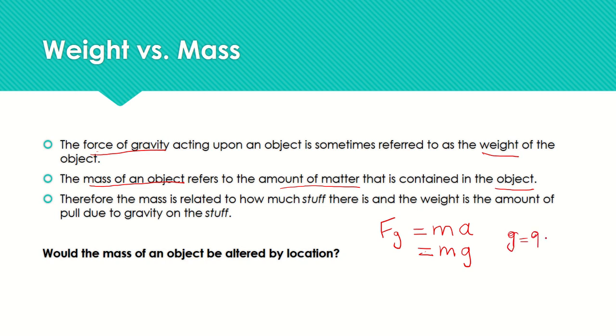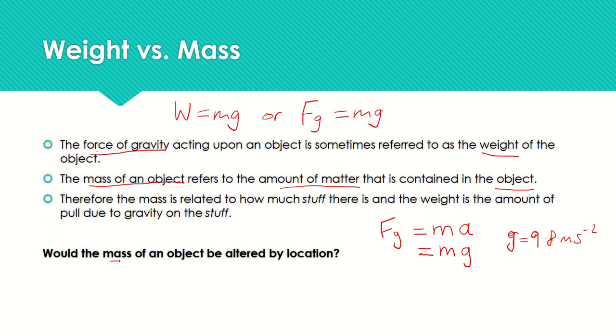G is equal to 9.8 meters per second squared. So, in order to calculate the weight of something, which we'll do on a later slide, the weight, you can sometimes use capital W for weight, equals mg, or the force due to gravity equals mg. And so your weight is actually your mass multiplied by 9.8, the acceleration due to gravity.